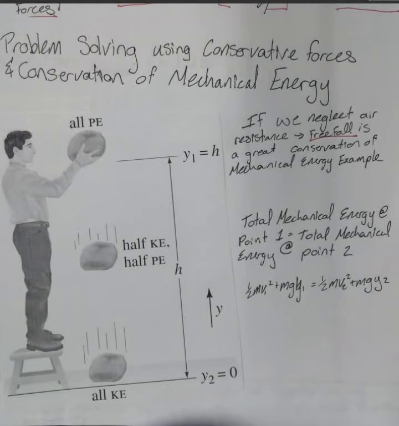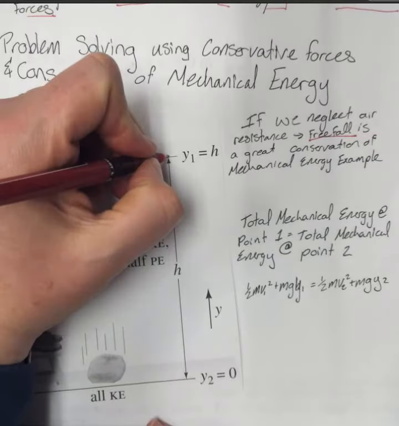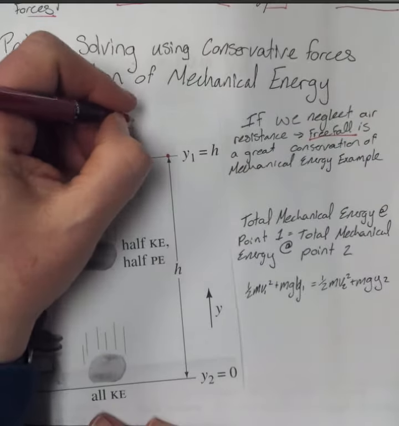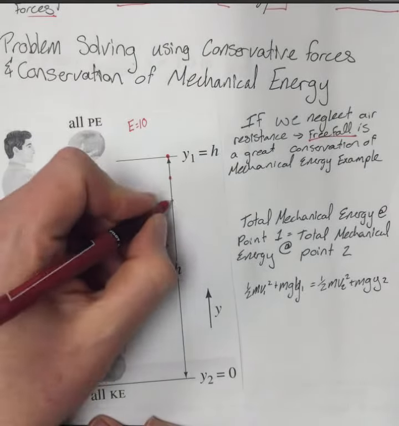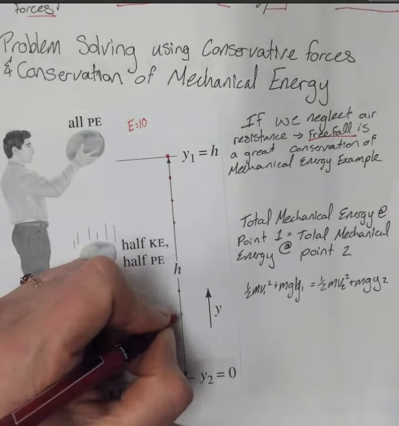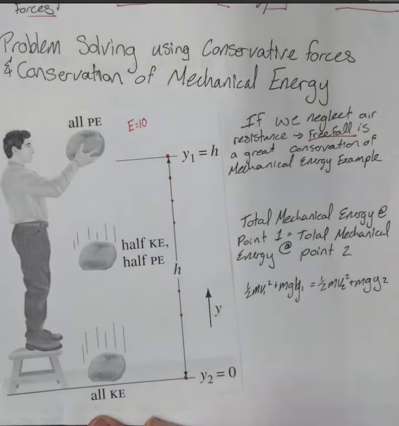So that means that any object experiencing free fall where we can neglect air resistance is going to be a demonstration of conservation of mechanical energy. The total mechanical energy at any point along this line is going to be the same number. So if we say that the total amount equals 10 up here, it'll equal 10 here, and here, and so on and so forth. It'll even equal 10 at the bottom the moment before it hits the ground.